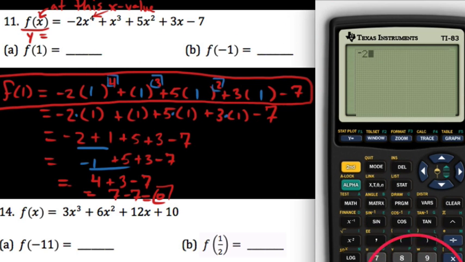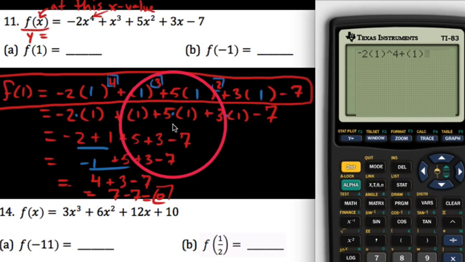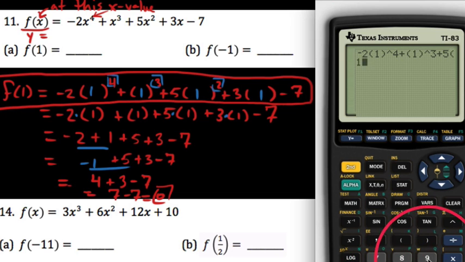So we would say negative 2, and we're literally just going to write our parentheses here, and we'll put 1 inside the parentheses, and then our power key is this caret key to the 4th. Then we say plus, now in parentheses we had a 1, and that's also to the power of something here, but the power of 3, plus 5, and then in parentheses 1 to the power of 2, and then we have plus 3 times in parentheses 1, and then minus 7. So with this right here, we'll just go ahead and hit enter, and we'll verify that we actually get 0.